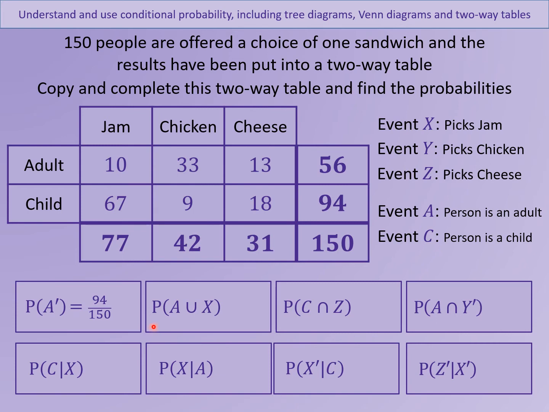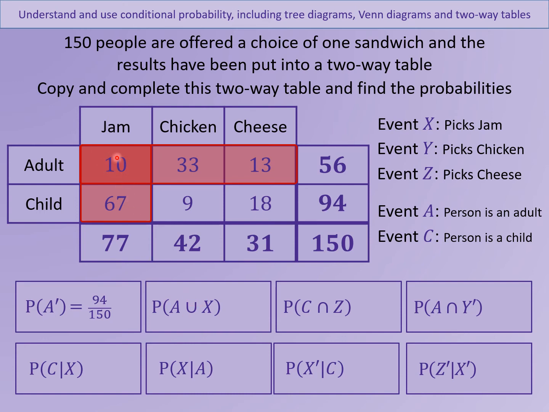Well, what about the second one? What's the probability of A or X? So what's the probability I pick an adult at random, or I pick a jam sandwich? So that could be any of those plus that one there. Be careful not to include the 10 twice. Think about it as the additional one. We've got to take away the one that's there twice, take away the 10.